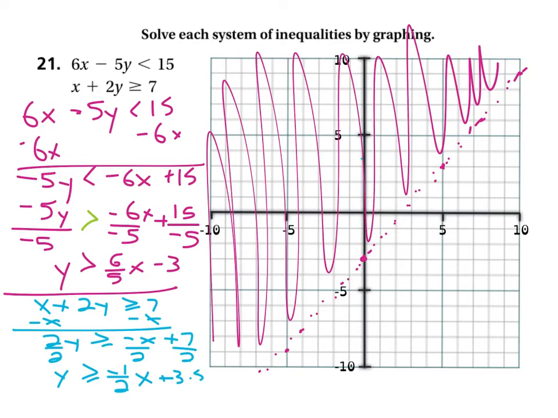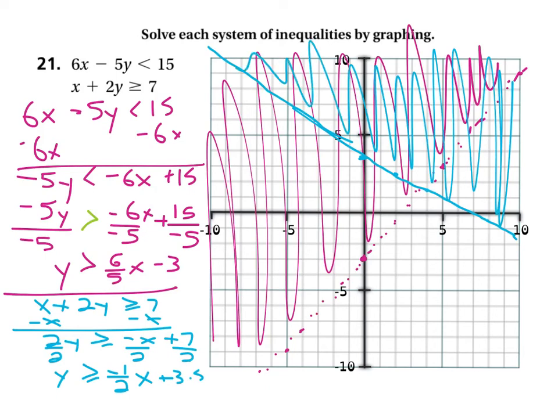That means we got to go up to 3.5 right here and put a point. And then rise negative 1, run 2. That gets us right there. And we'll do that several times. Okay, should we put a solid line? We should, because it says or equals. So we're going to put a solid line, runs through there. And then do we want to go above it or below it? It says y is greater, so we want to go above.